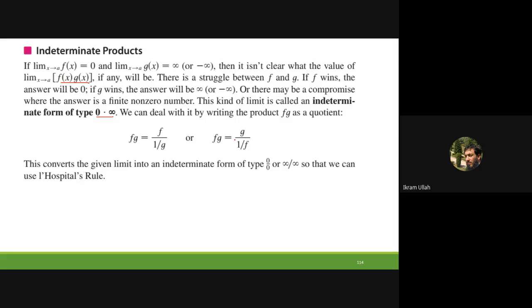Then we get the 0 by 0 or infinity by infinity form, and then we use the L'Hopital rule, because we convert the 0 times infinity form to the 0 by 0 or infinity by infinity form, and we know that the 0 by 0 and infinity by infinity forms can be handled by the L'Hopital rule.